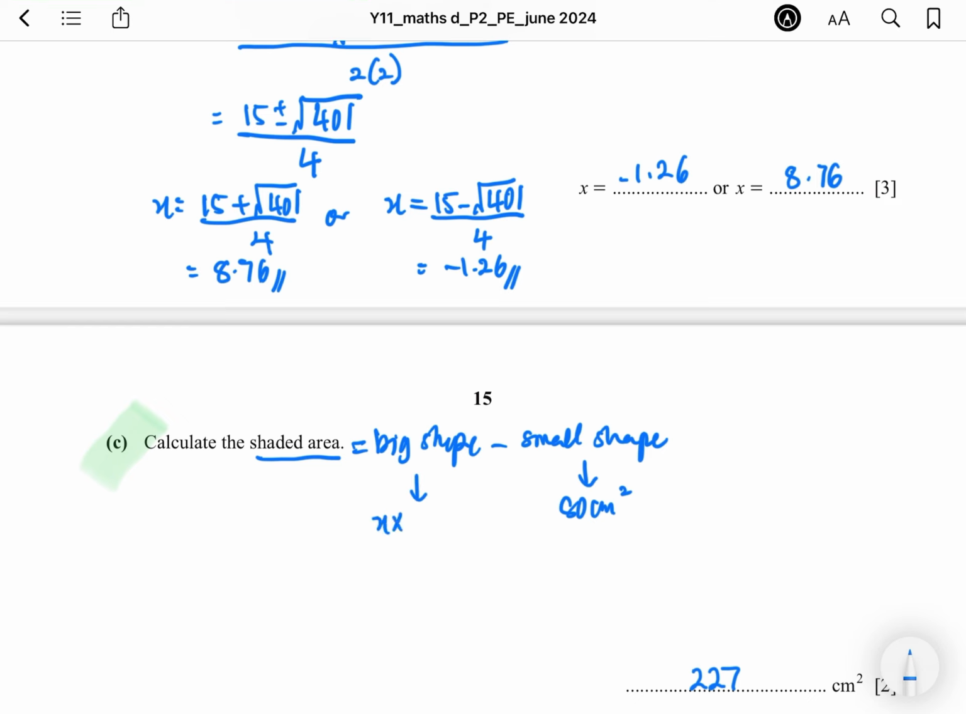So x times 4x, where is x? Here is the value of x. You can use that one. So we can't use the negative because you can't have a negative area. So that means the only choice is if your x is 0.76. And then you subtract it with 80. And you're using your calculator.